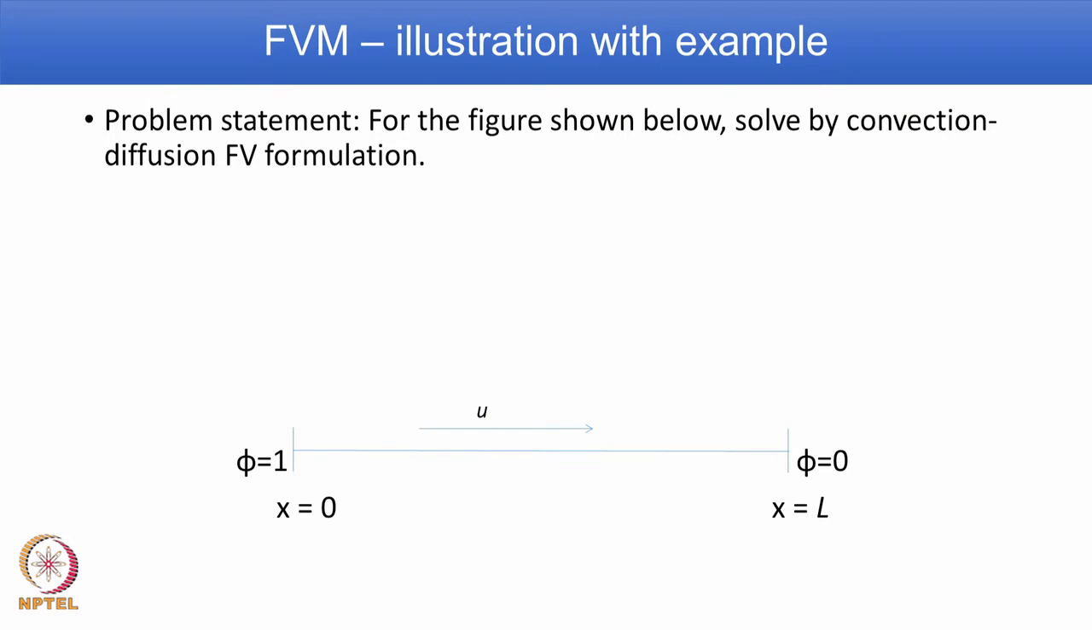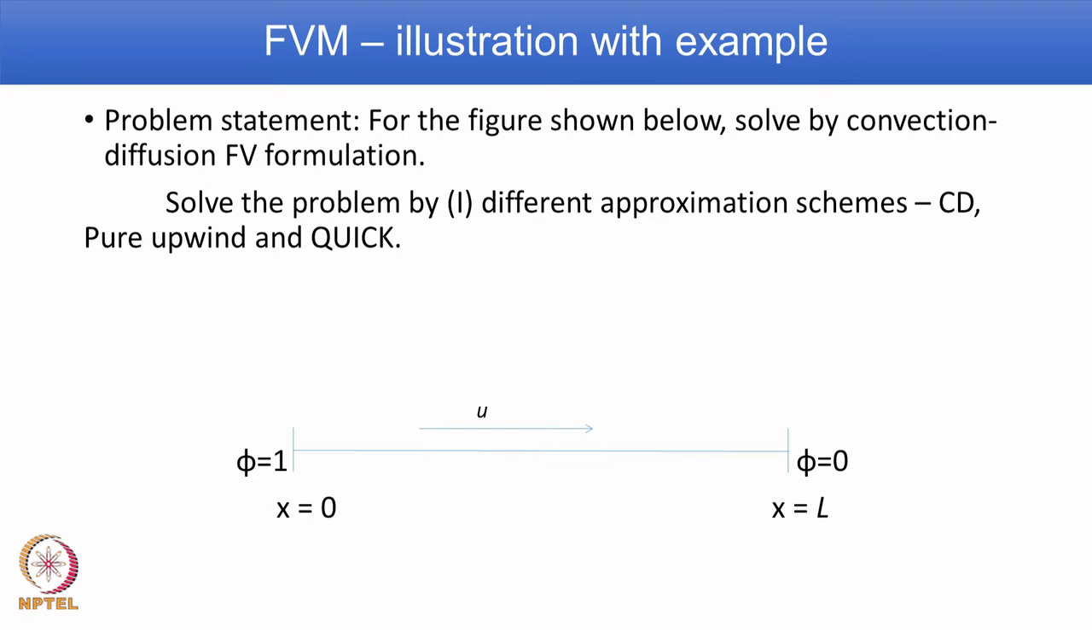Now, we will take an example problem and try to get an idea about the performance of these schemes. The problem statement is given here. The figure shown is for one dimensional, the flow is from left to right, x is from 0 to L, L is the length of the problem. Variable value at the left side is given as a boundary condition, phi at 0 equal to 1. Similarly, the variable value phi equal to 0 is given on the right side. The question is to solve the problem by different approximation schemes, CD, pure upwinding and quick.